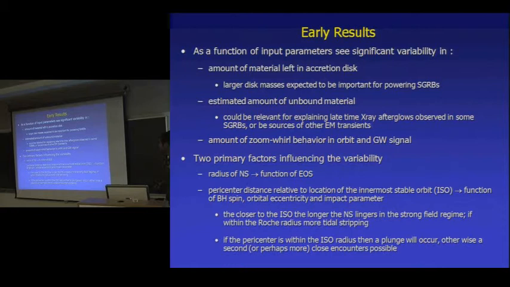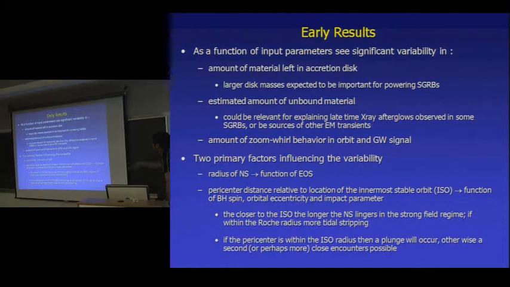Because we don't follow the material for very long after the simulation, once it's disrupted, based on the local fluid velocities, we estimate whether it will escape, and that's how we estimate that it's unbound. In the tables you can see for yourself how much we fine-tune these conditions, but it's not very much, not nearly as much as I showed in the geodesic. So of course you don't get that much zoom-whirl behavior, but there are some examples where you do see this zoom-whirl in the waveform.